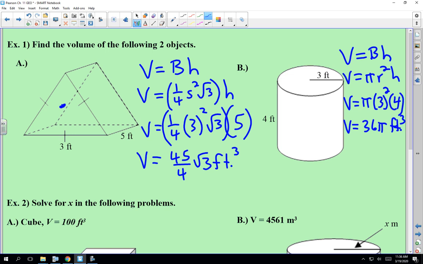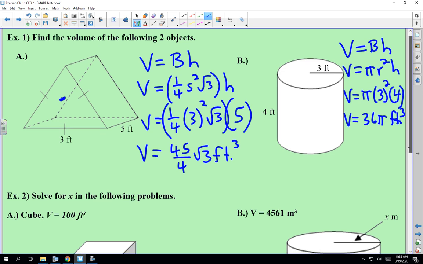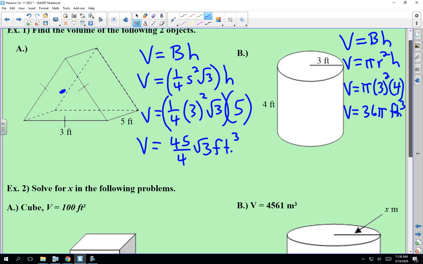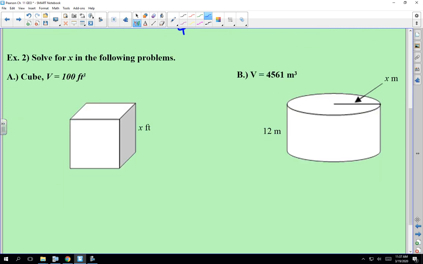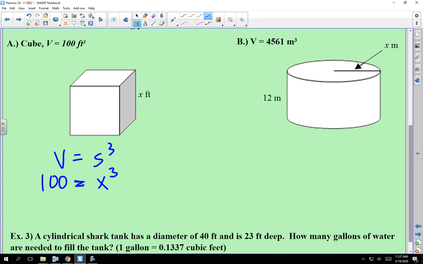So super easy formula to use. The volume, like I said, is much easier than the surface area. So solve for x in the following problems. This one we're going to be going in the other direction. We've got volume equals s cubed. I'm given that s is actually x, so we have x cubed, and volume is 100. So we put that 100 in for volume, and we end up just taking what's called the cube root of each side. I'll show you where that is on the calculator.